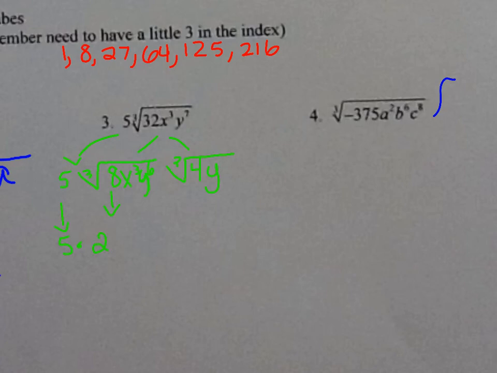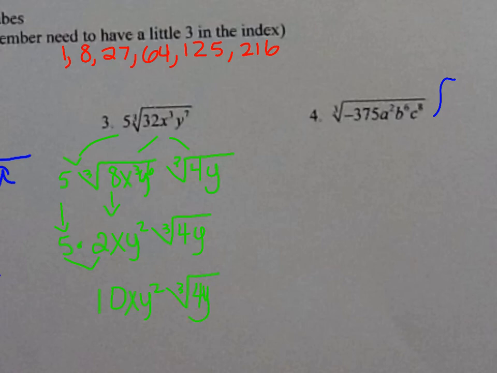The cube root of x to the third: 3 divided by 3, exponent divided by index, is 1. So that's just x to the first. Y to the 6th: 6 divided by 3 is 2, so it's going to be y squared. And then I have the cube root, don't forget that little 3, of 4y. Multiply 5 times 2, that's 10. x y squared, the cube root of 4y.